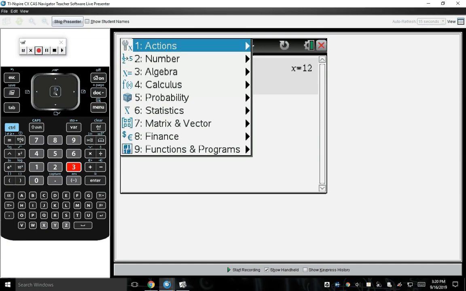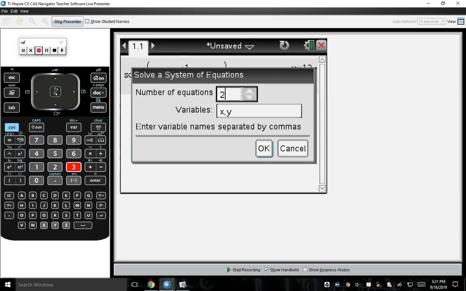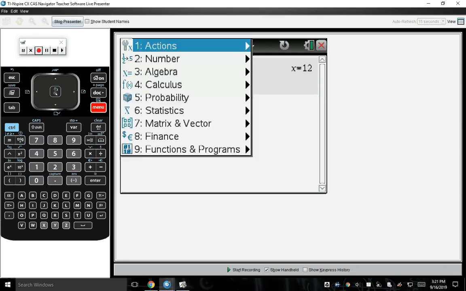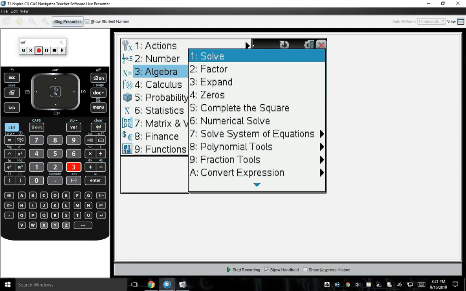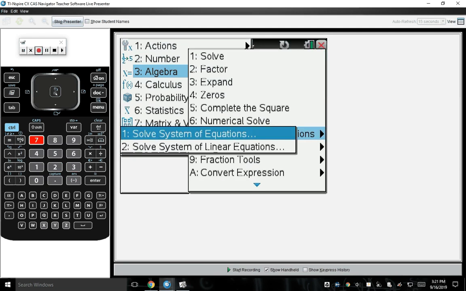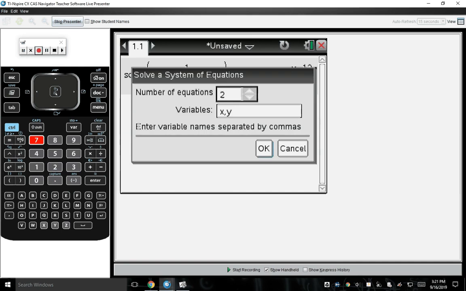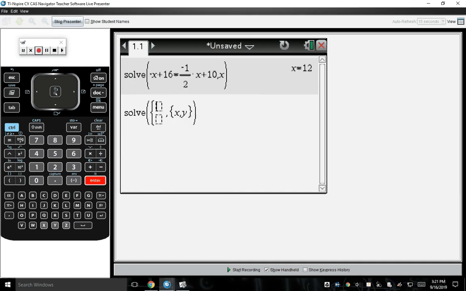I'm going to do it with menu 3 7 1, solving systems of equations. Let me do that again. Menu, algebra, solve system of equations, and we're going to do number 1. We press enter, and now we're going to make these two.